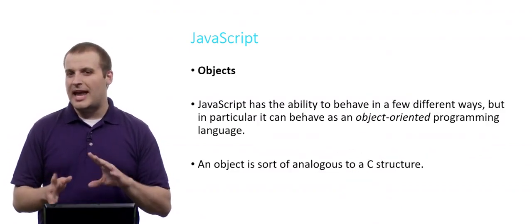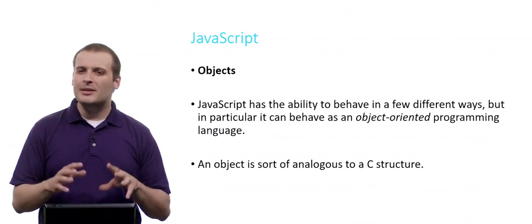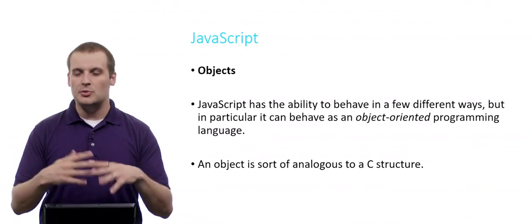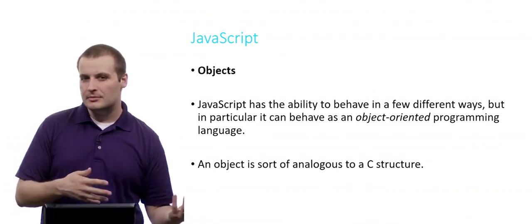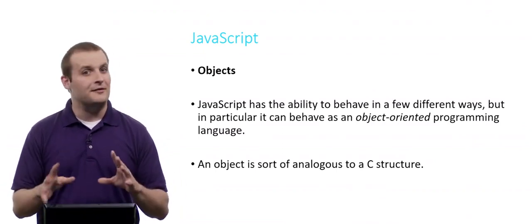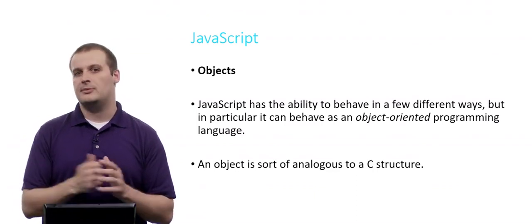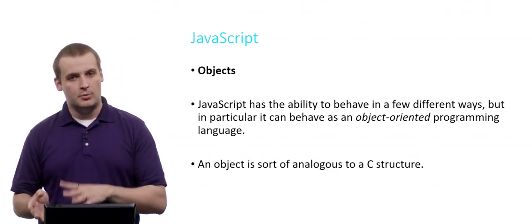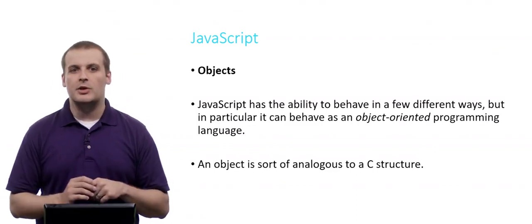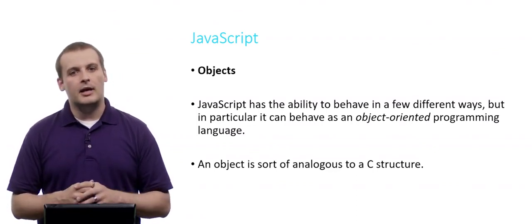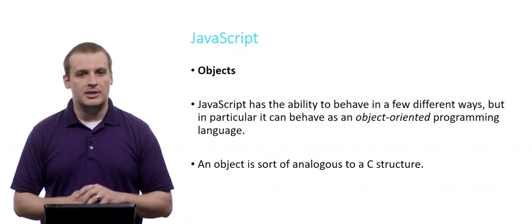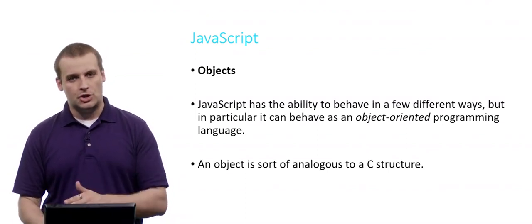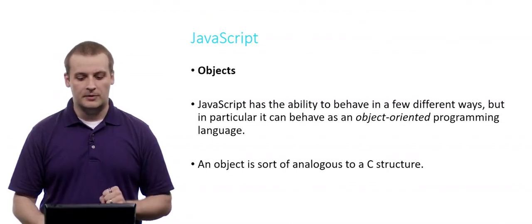JavaScript has the ability to behave a few different ways, and that's why it can be a little bit tricky as a very first language to learn, because it sets up a bunch of rules for itself and then breaks them. It is very, very flexible, but perhaps almost a little too flexible as a first language. But it can behave as an object-oriented programming language. And object-oriented might be a term that you've heard before, but if not, we'll try and give a quick little crash course here.